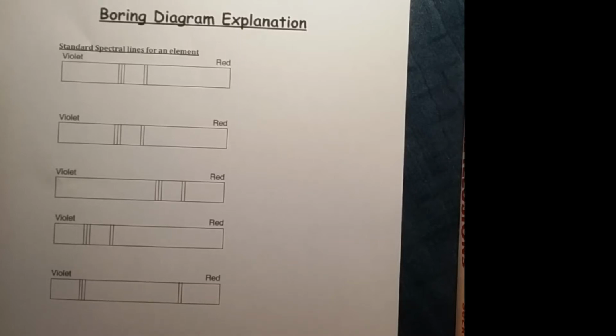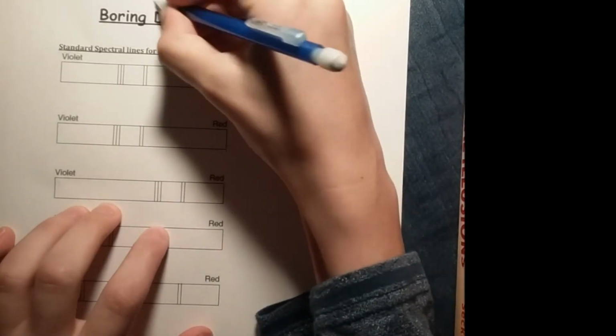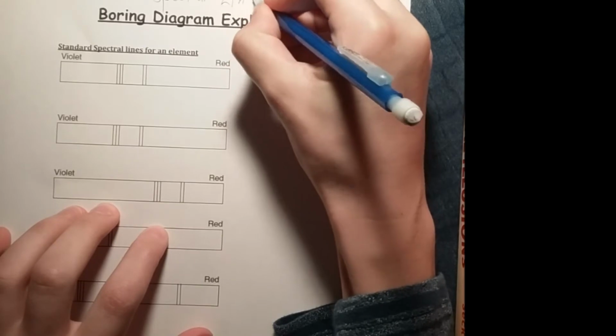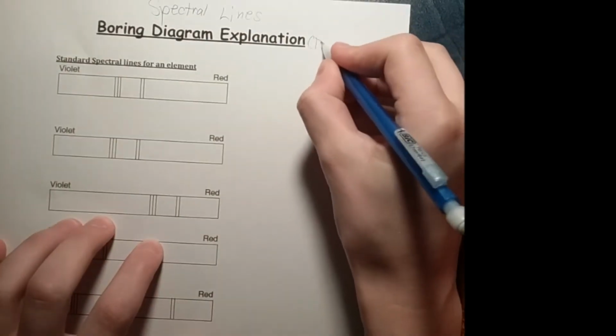Christopher here. Time for boring diagram explanation number 51. Number 51 is going to have to do with spectral lines, which is from topic 3.